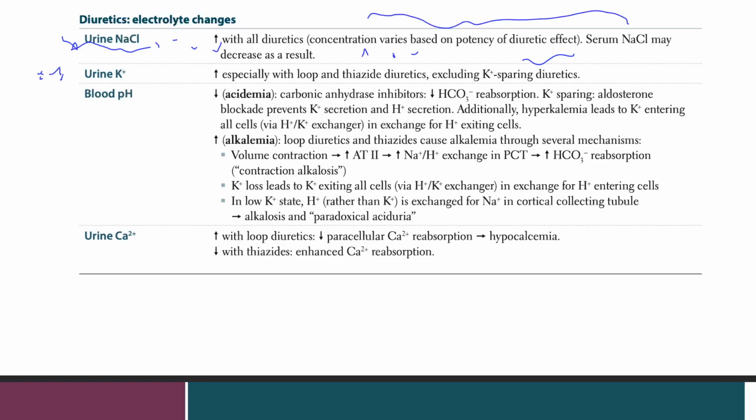Urine potassium increases, especially with loop and thiazide diuretics, excluding the potassium sparing diuretic, which is sparing the potassium itself.